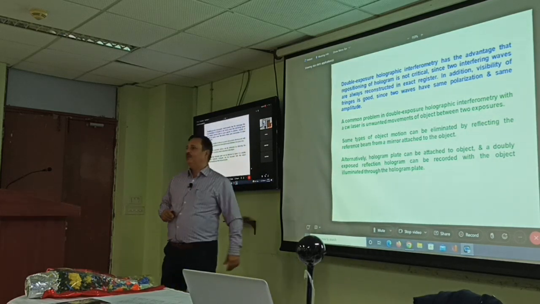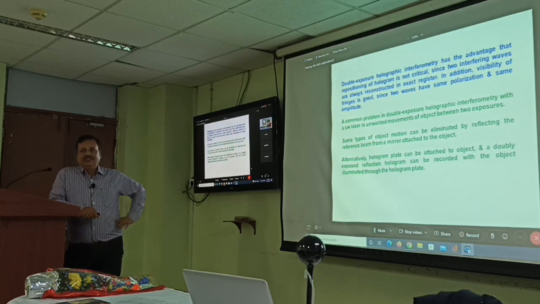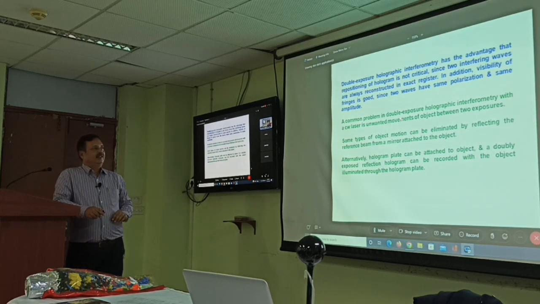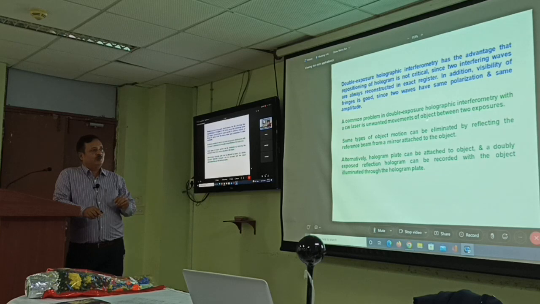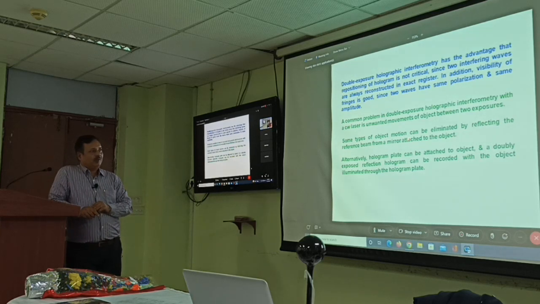It has a common problem again. So what is that common problem? These are all research problems, and there have been research papers to solve them also. The common problem is that if you are using a continuous wave laser, unwanted movement of the object between two exposures poses a problem. Some types of object motion can be eliminated. So this is the problem with the CW laser; how to solve it?